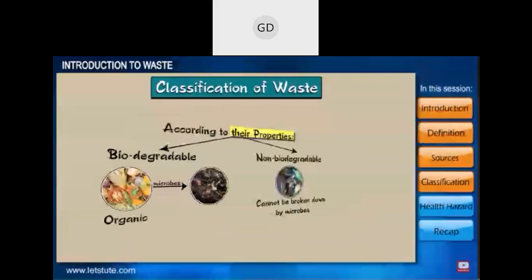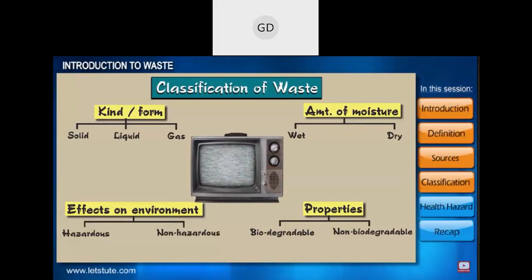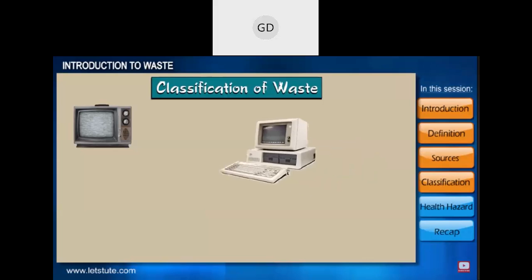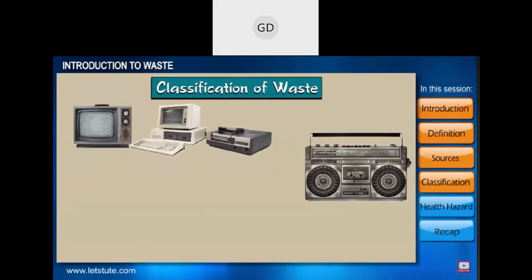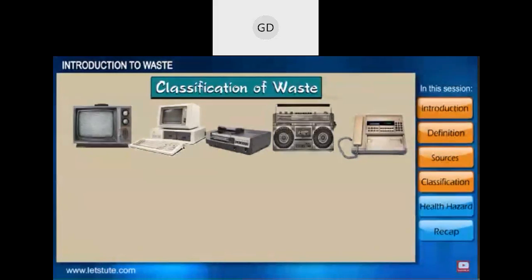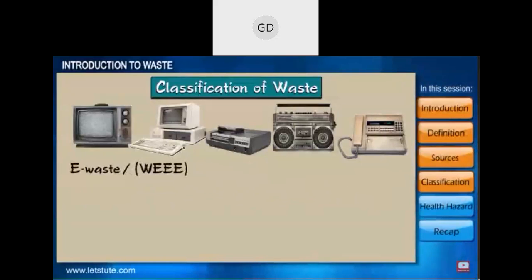So friends, here we saw the various ways by which we can classify the waste. But wait a second. In which category of waste will this old television set fall under? Old television set and similar products like computers, VCRs, stereos, fax machines, etc. fall under a special category of waste called e-waste, or waste electronic or electrical equipment. It is the name given for electronic products nearing the end of their useful lives.